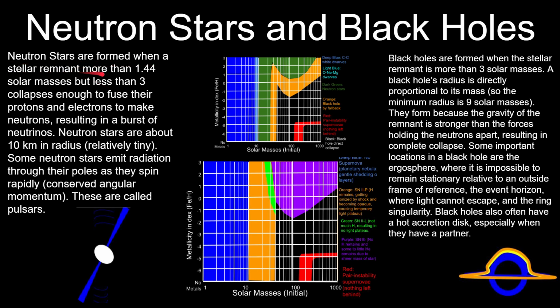So neutron stars are formed when a stellar remnant more than 1.44 solar masses but less than 3 collapses enough to become a ball of neutrons. Neutron stars are about 10 kilometers in radius. Some neutron stars spin so rapidly that they emit radiation through their poles, and those are called pulsars.